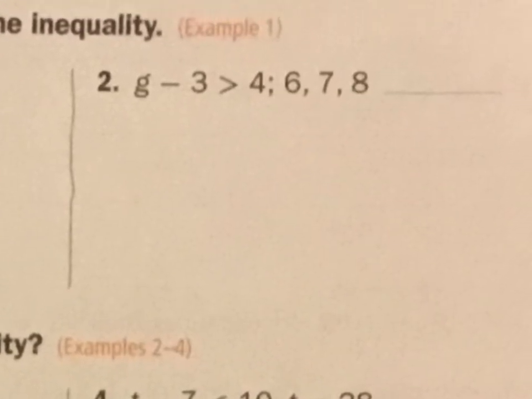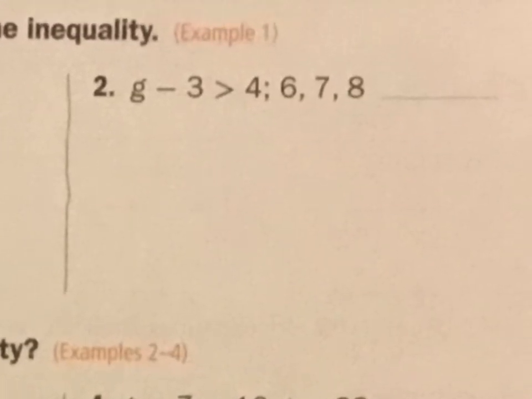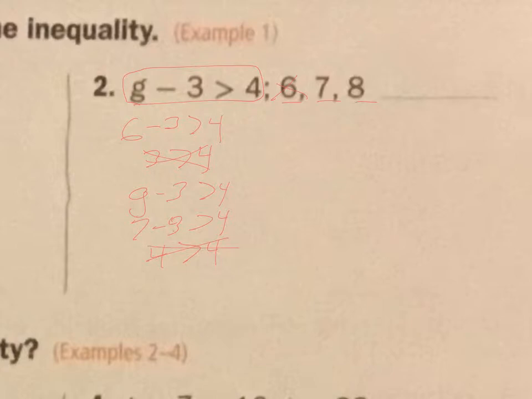Okay, let's go to number 2. We have g minus 3 is greater than 4. There's your inequality. You have 6, 7, 8. One of those has to work. Let's start with 6. 6 minus 3, is that greater than 4? That would be 3 greater than 4. Nope. Let's do 7. G minus 3 greater than 4. If g is 7, 7 minus 3 greater than 4. 7 minus 3 is 4. Is 4 greater than 4? Nope. No, 7 doesn't work.